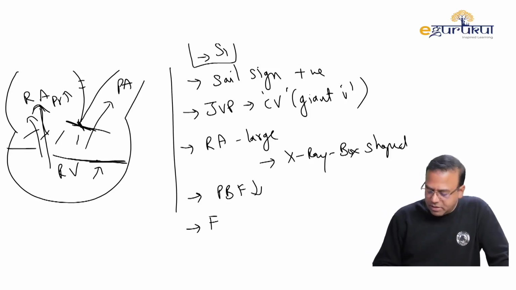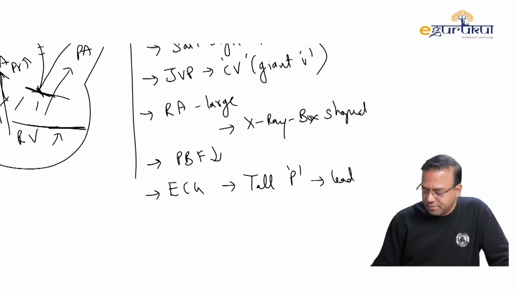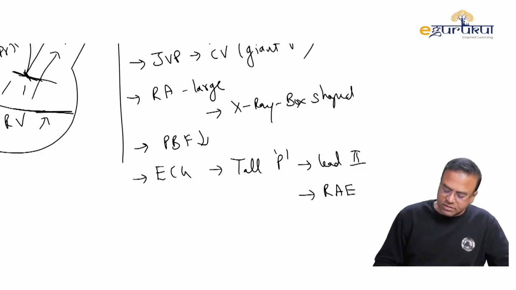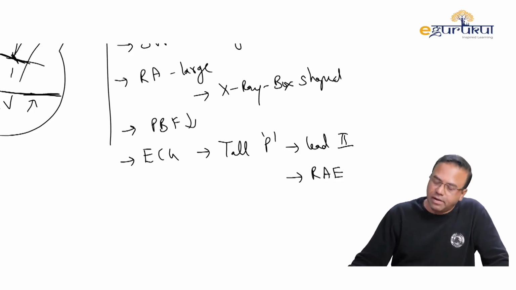The ECG in these patients is going to show tall P waves, and these tall P waves in lead 2 are a marker of right atrial enlargement. We'll cover more of these aspects when we do the ECG section, but for now just understand that the ECG is going to show tall P waves in lead 2, which is basically nothing but right atrial enlargement.